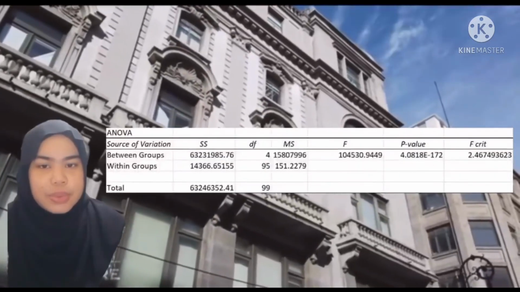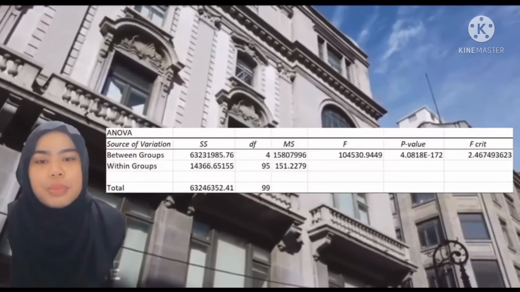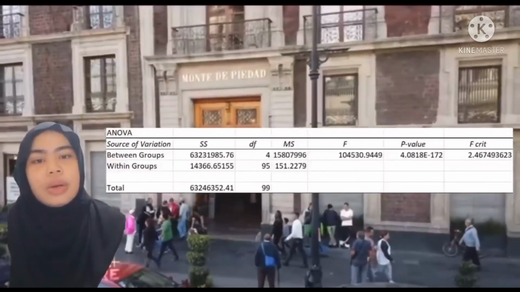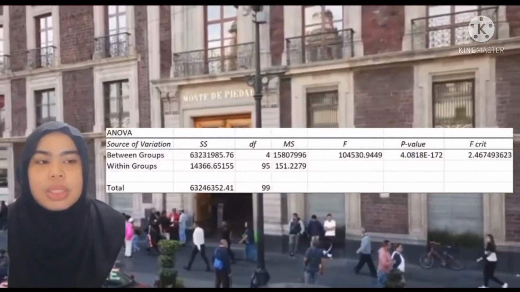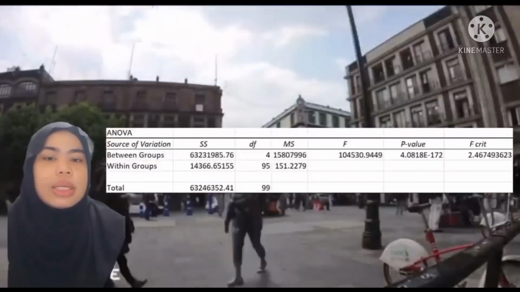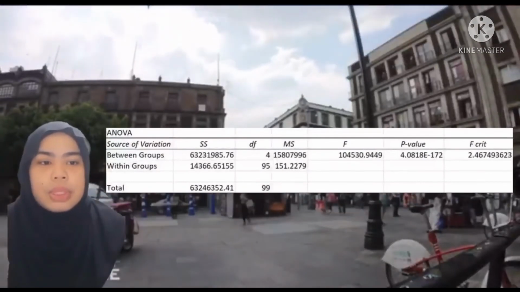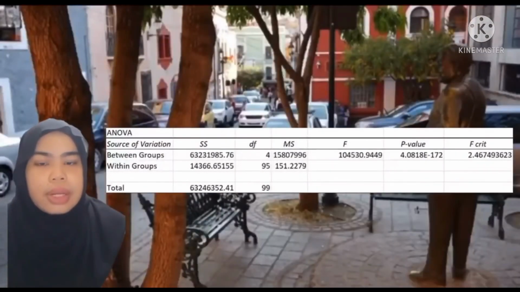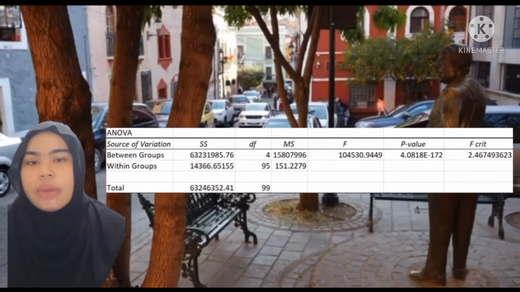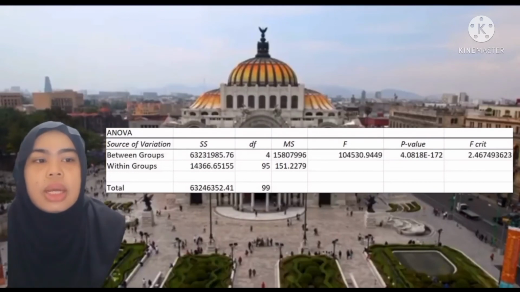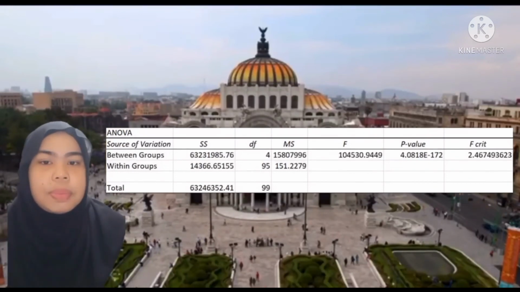Next, ANOVA. As you can see, the p-value is more than the alpha level, which is 0.05. So we fail to reject the null hypothesis and conclude the sample data does not support the alternative hypothesis. This means inflation, interest rate, manufacturer, and uncertainty do not have any significant difference in explaining the variation in the exchange rate of the Mexican peso.